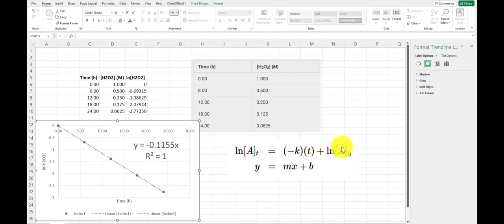We have that intercepting through 0 here, which means that the natural log of A naught, or H2O2 naught, the natural log of that is 0, which means that the original concentration was 1, which is exactly what we have. We already knew this. More importantly, if we wanted to figure out what k is, it's going to be the negative of this slope. So this slope is already negative, so our k would be 0.1155 because the negatives would cancel.